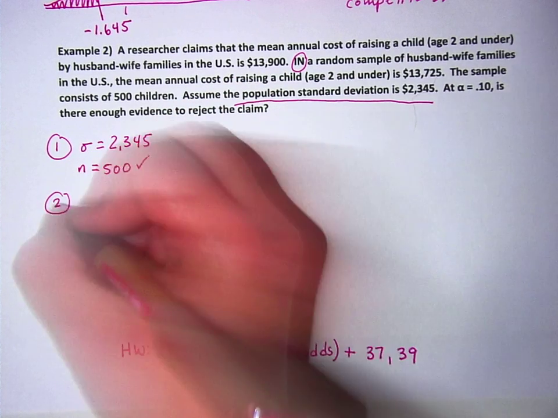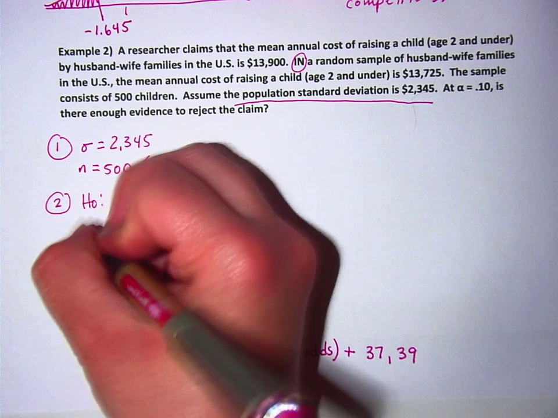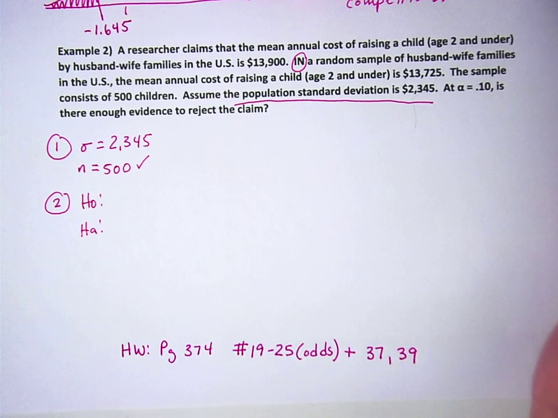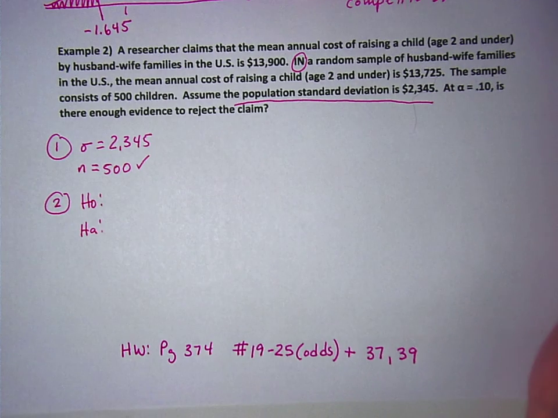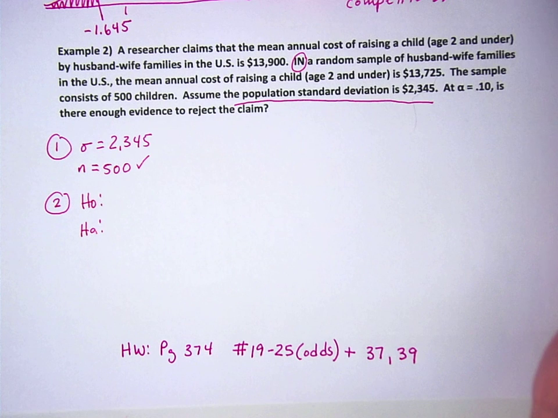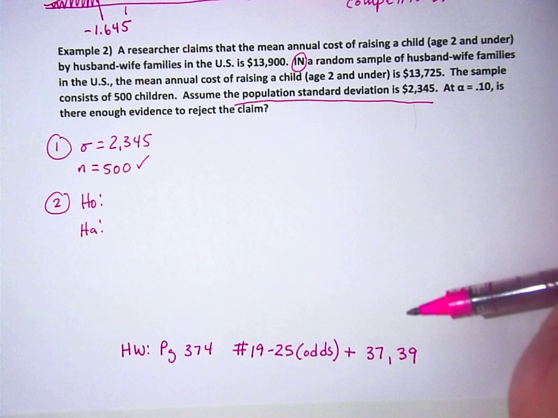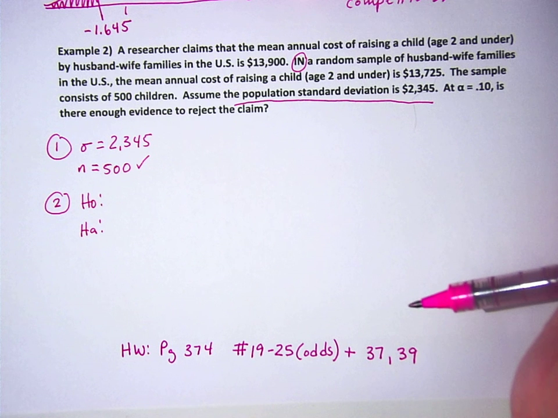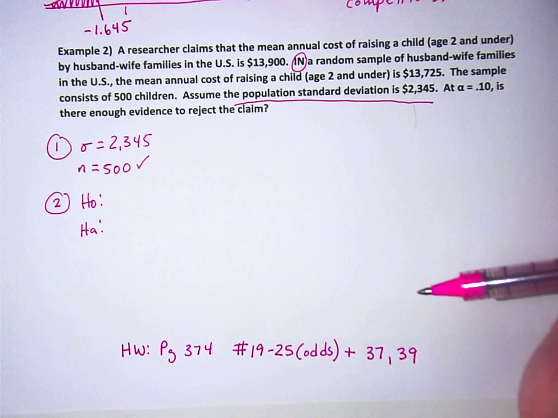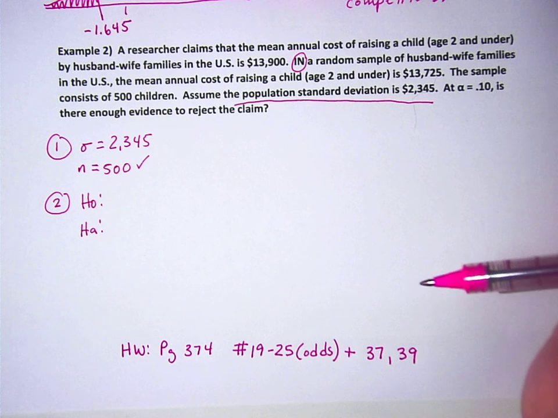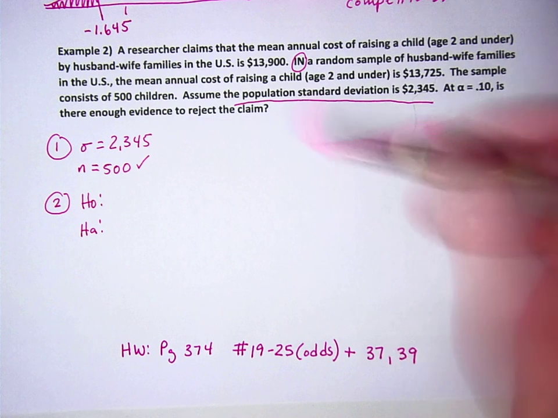Step 2. H sub O, H sub A. All right, a researcher claims that the mean annual cost of raising a child age 2 and under by husband-wife families in the U.S. is $13,900. Well, that's depressing. $13,900? Sounds right, though. In a random sample of husband-wife families, there's the data.